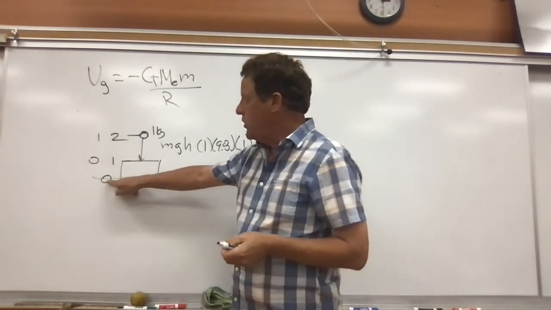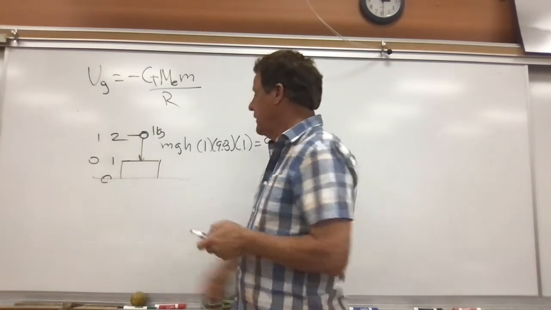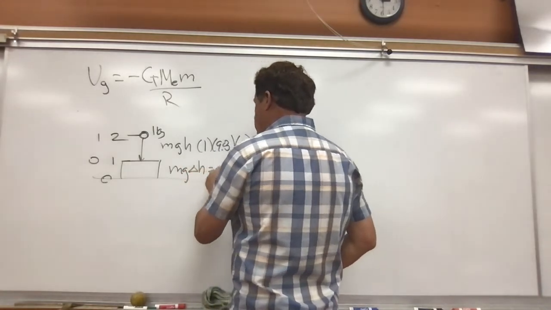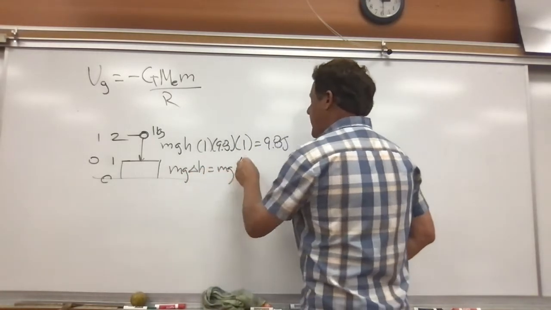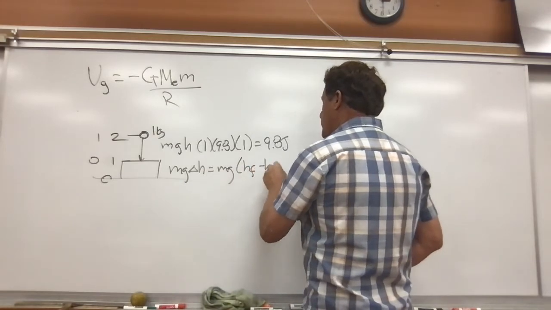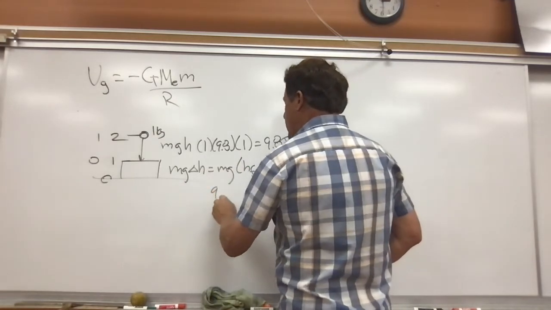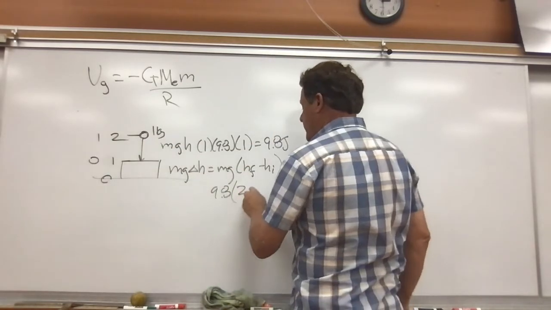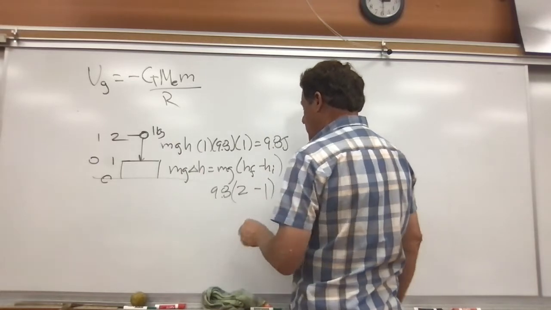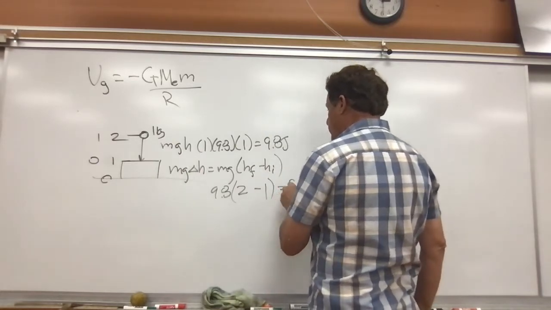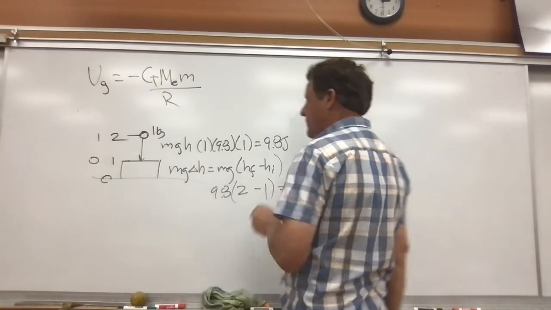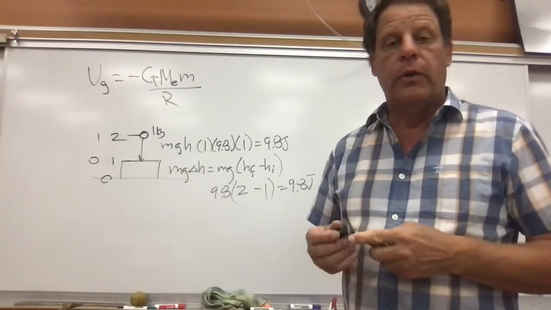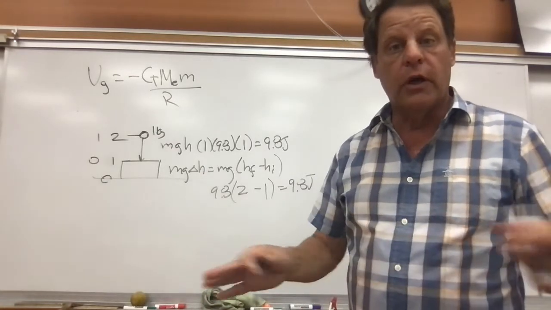Well, what if now we change this to be 0 right here? Essentially we're saying mg delta h, which would be mg times h final minus h initial. So we would have 9.8 times our final position, 2 minus 1, which is 1, and that would be 9.8 joules. Okay, so essentially what we can say here is we can make our 0 any place we want.